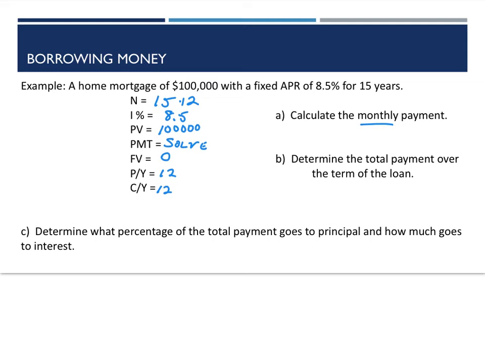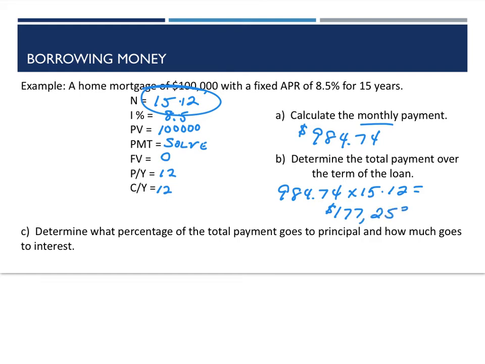Payments on this mortgage would be $984.74. 15 times 12, that's how many payments we make. If you don't know how much 15 times 12 is and you forget to look at your N before you get out of the program, you can always just do the times 15 times 12. That means we paid $177,253.20 for this house.